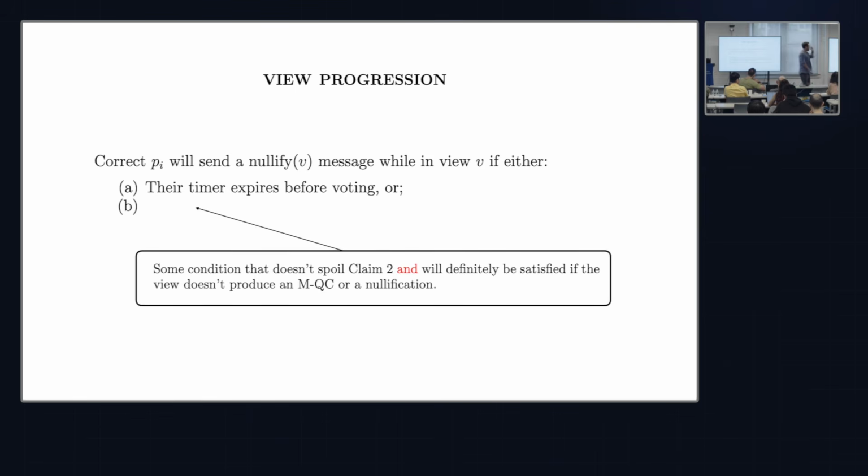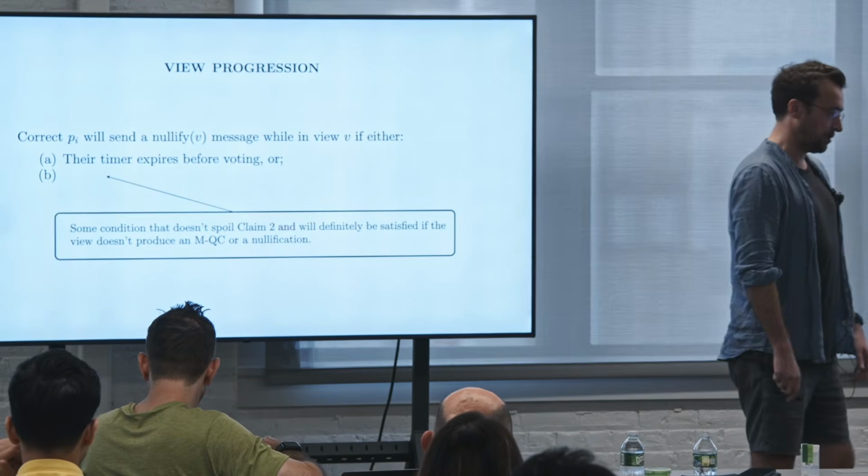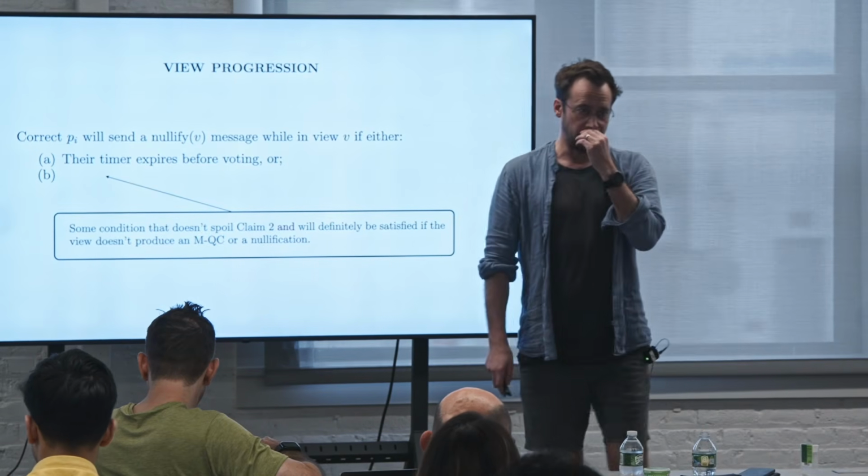So what do we do? Now a correct p_i is going to send a nullify V message under the following conditions. Condition A is just the previous condition: if their timer expires before voting, then they'll nullify. That's the same as before. Now we've got to add in a second condition, and what we need is some condition that doesn't spoil claim 2, and which will definitely be satisfied if the view doesn't produce an MQC or a nullification. So it's actually going to solve our problem for us.